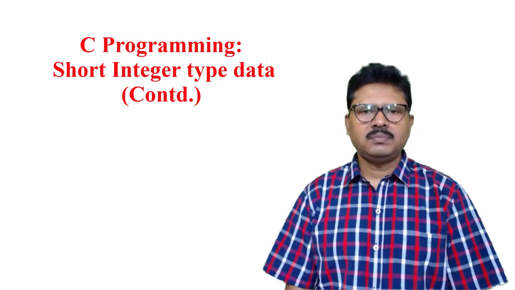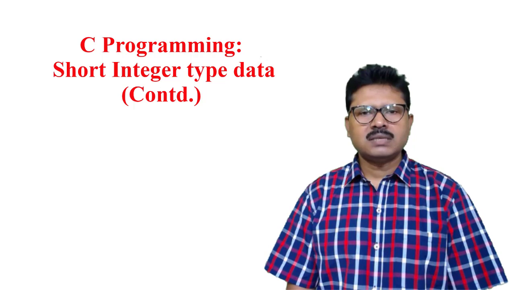In the last tutorial we discussed how to declare a variable, what the different data types are, and the classification of data types like integer, character, float. We came to know the sub-classification of integer, character, float data types and their sizes. We already know the ranges of unsigned short integer and signed short integer.